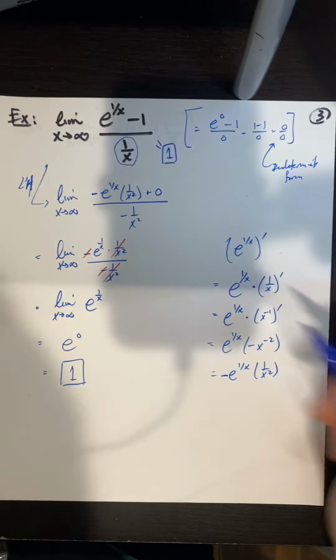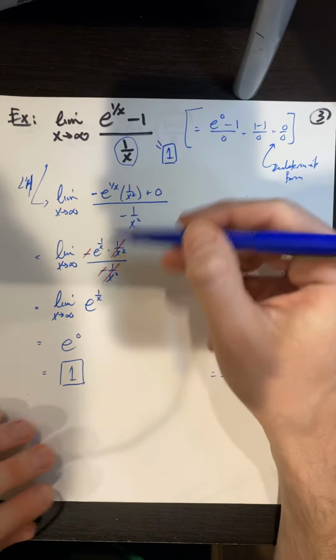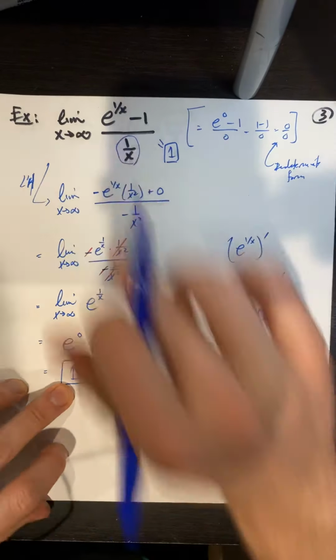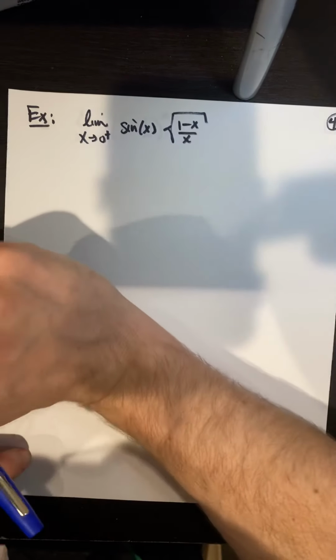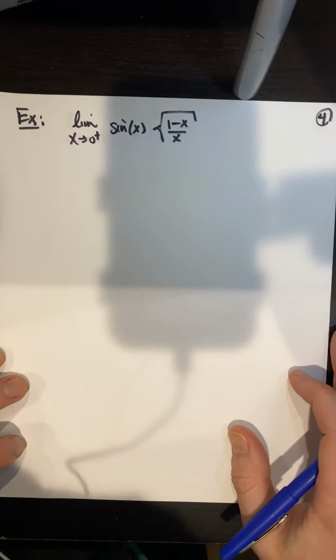L'Hopital's rule says that if the limit of the derivatives exists, then the original limit is equivalent to that. Since this exists, it's equivalent. Okay, so those were 0 over 0, both of those problems. So let's try something else.